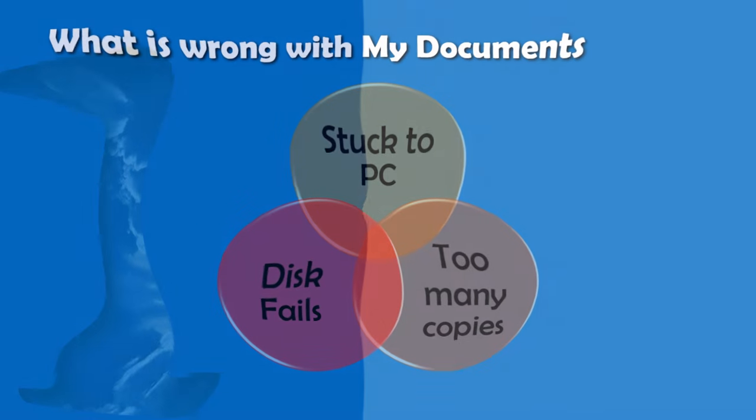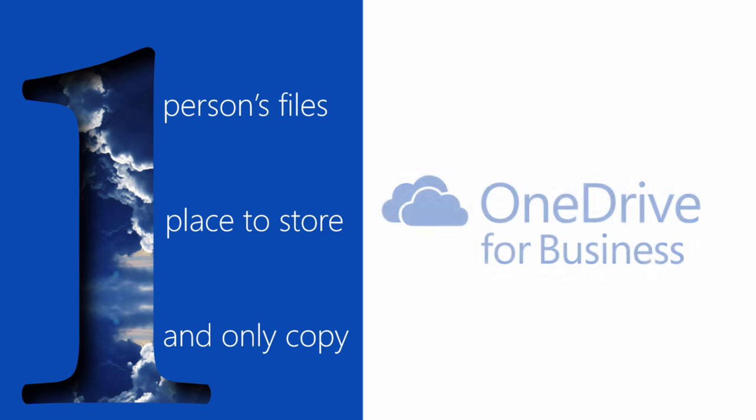Now we have a choice. The idea is simple. Every file created by you, which is one person, must be stored in one place. And at all times, it should be only one copy. Now, where is that place? That is called OneDrive for Business. It is like the free version of OneDrive or Google Drive or Dropbox, but much better.